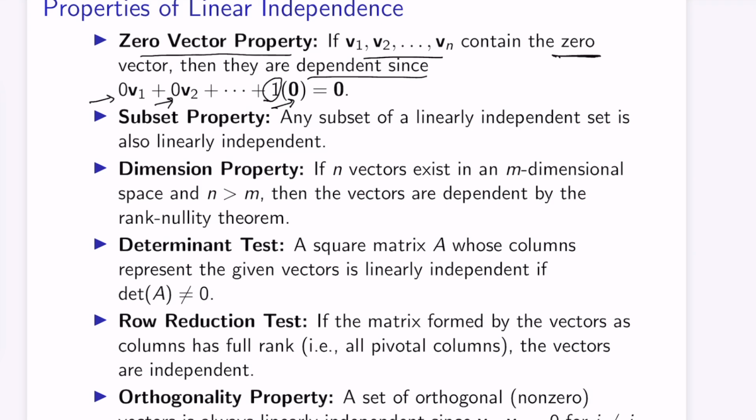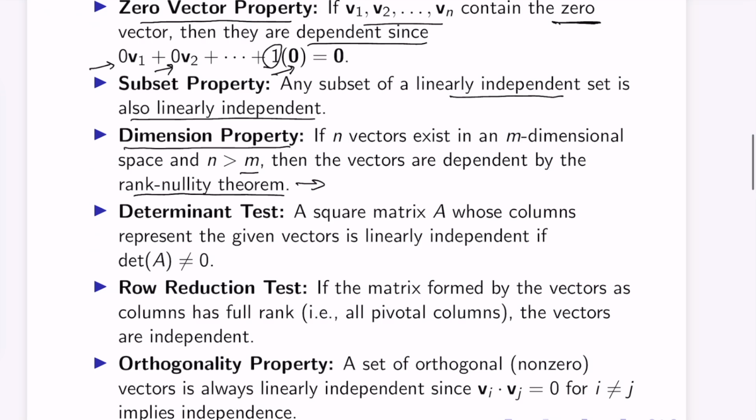Second property, subsets. Any subset of a linearly independent set is also linearly independent, because a smaller set is also going to be linearly independent. Okay, what is the dimension property? If n vectors exist in an m-dimensional vector space and n is strictly greater than m, then the vectors are dependent, by the rank-nullity theorem that we will discuss in the next video. But for the moment, remember this property.